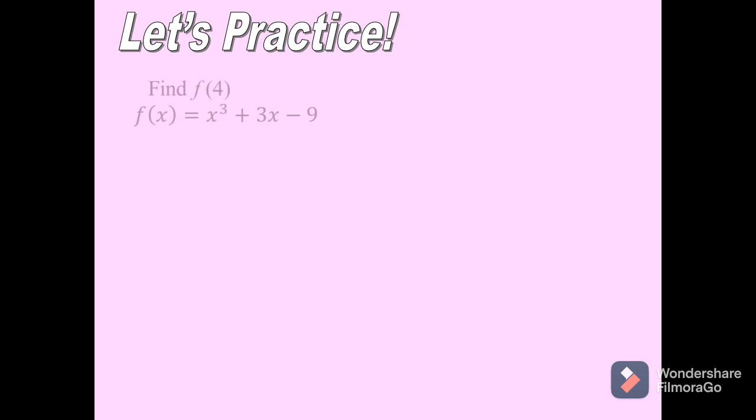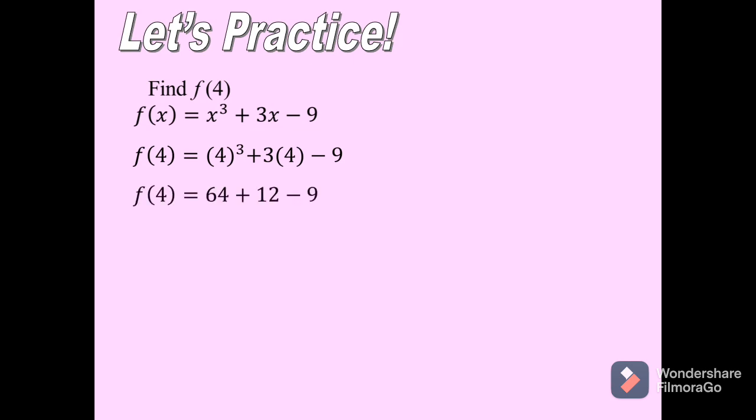Let's practice. Find f of 4 with the given f of x is equal to x cubed plus 3x minus 9. Again, palitan natin lahat ng x ng 4. We'll have f of 4 is equal to 4 cubed plus 3 times 4 minus 9. 4 cubed means 4 times 4 times 4. So, we'll have 64 plus 12 minus 9. 64 plus 12 is 76 minus 9. We'll have 67.